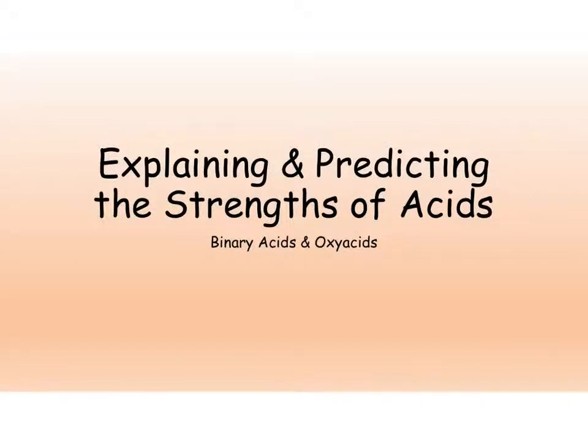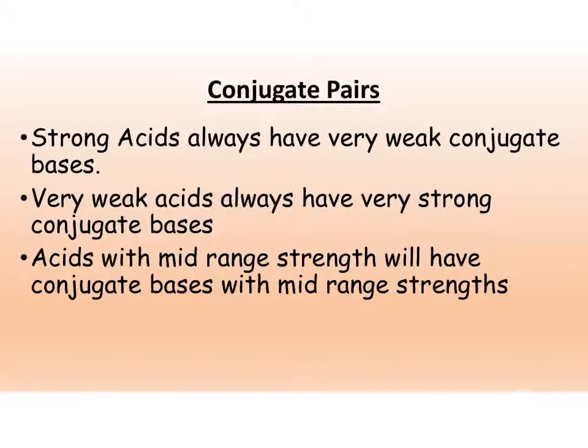All right, in this podcast, we're going to start looking at the strengths of acids and how we can explain and predict those strengths. First, let's talk about conjugate pairs. We touched on this a little bit, but basically the stronger the acid, the weaker the conjugate base is going to be. So very weak acids have very strong conjugate bases. Very strong acids have very weak conjugate bases. So they're kind of like inverses of one another.